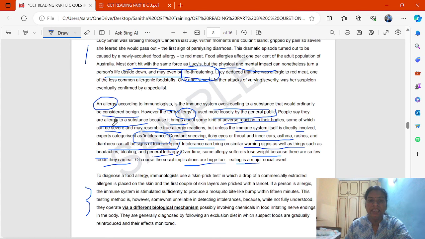People say they are allergic to a substance because it brings some kind of adverse reaction to their body, but they are not discriminating between allergy and intolerance. There are the same symptoms as allergy. Sneezing, itchy eye, throat, inner ear, asthma, rashes, and diarrhea can all be signs of food allergy. Intolerance can bring on similar warning signs as well as things such as headache, bloating, and general lethargy. It is different, but almost all the signs and symptoms are the same. There are some differences; they will get more symptoms.